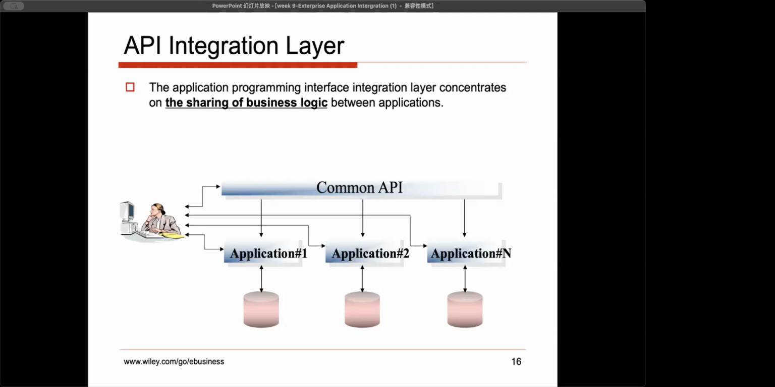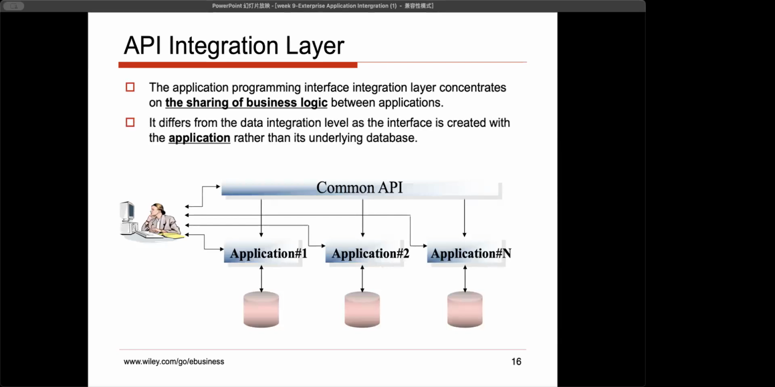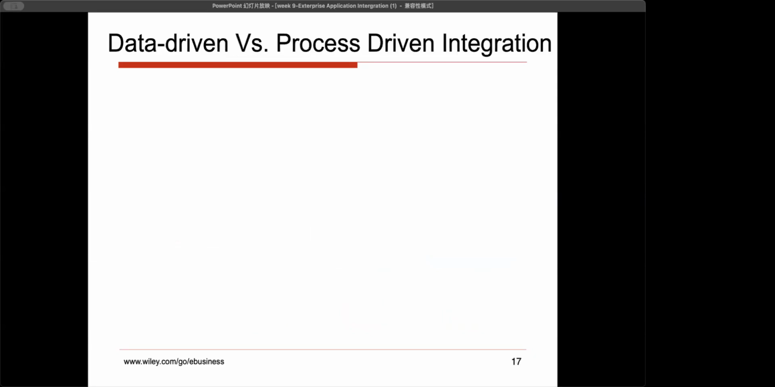The application programming interface integration layer concentrates on the sharing of business logic between applications. It differs from the data integration level as the interface is created with the application rather than its underlying database. Okay, which means the API integration layer is the surface layer. Okay, it is different from the data integration level. Okay, there's no data involved here.